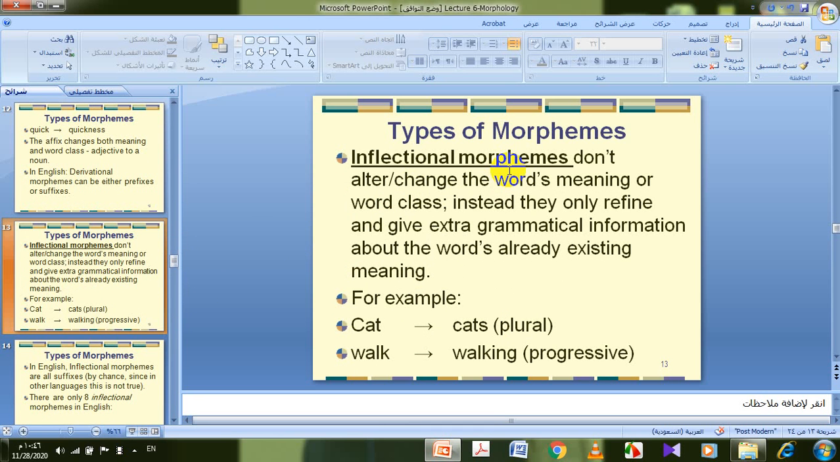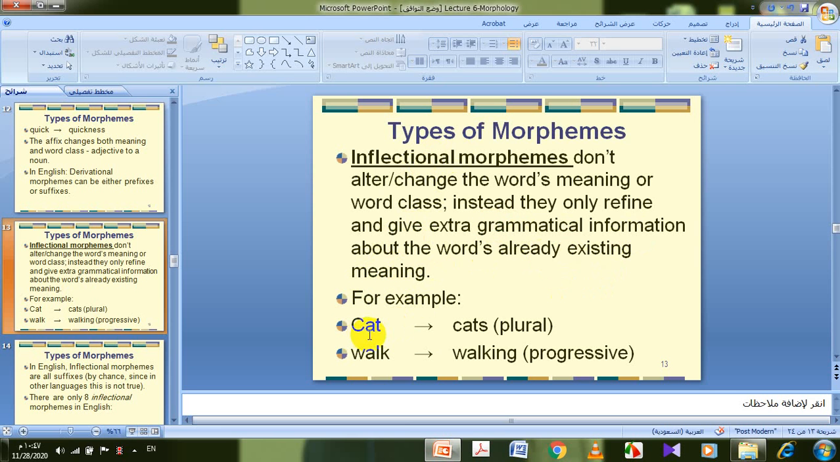Inflectional morphemes. Inflectional morphemes do not change or alter the word's meaning or word class. They don't change the meaning or the word class. Instead, they only refine and give extra grammatical information about the word's already existing meaning. That's it.